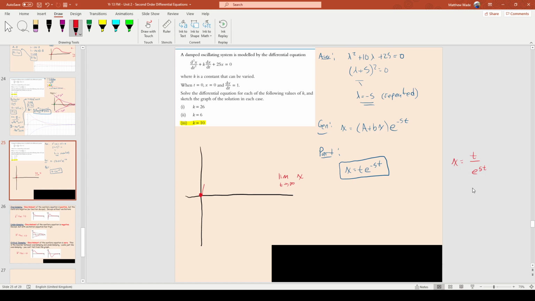You just got to say to yourself, my buddies, which of these is going to grow faster, t or e to the 5t? Which one is going to make a bigger number when you put a big number? And if you put 100 in, which one of these is going to be bigger? Well, e to the 5t is way, way, way bigger. So essentially, it goes to 0.